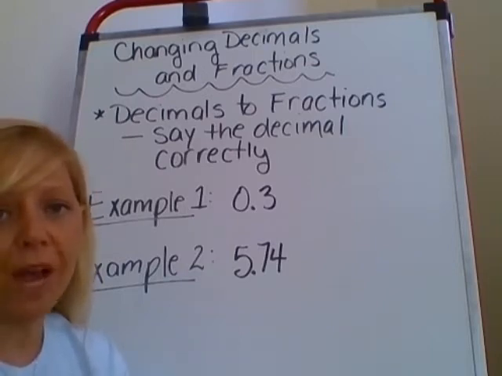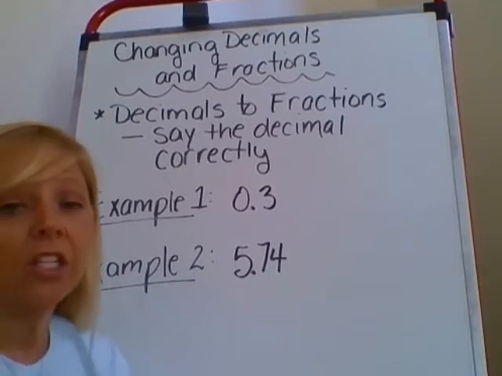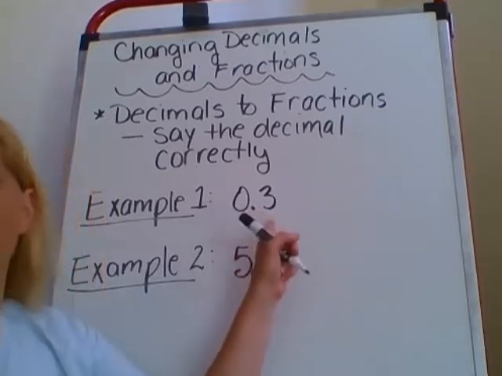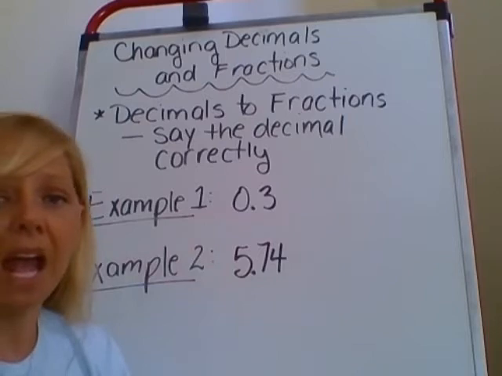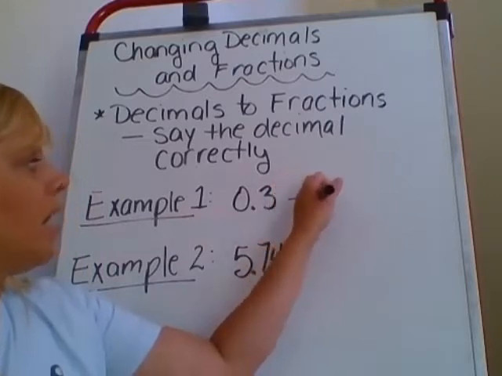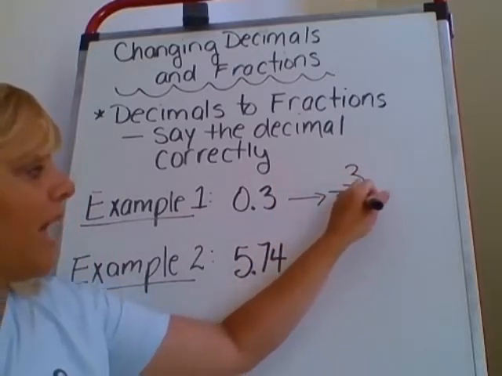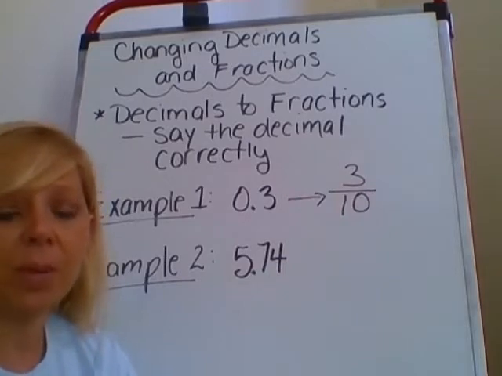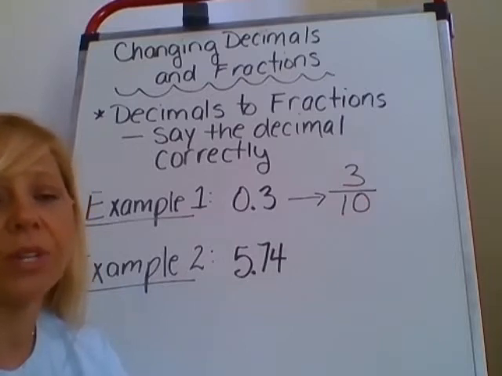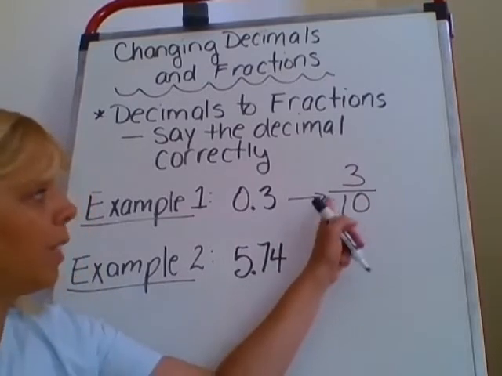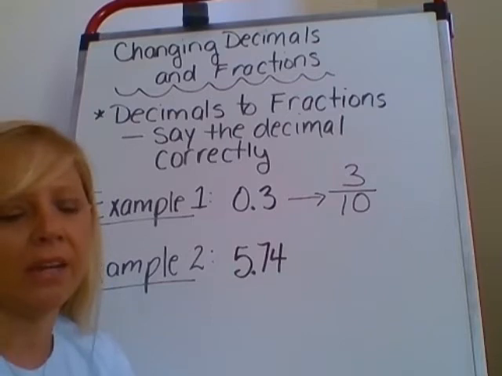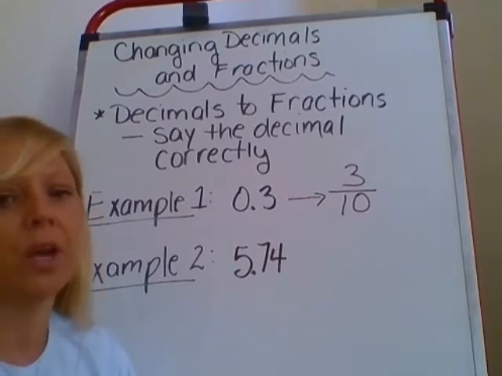So to change a decimal into a fraction, all we need to do is say the decimal correctly. If we look at example 1, we would say 0 and 3/10, because 3 is in the tenths place. And how we say it is how we should write it. So this becomes 3/10. Sometimes we want to make sure it's in simplest form. I know that 3 and 10 have no common factors, so 3/10 is in simplest form. I don't need to place the 0 in the ones place, but you can if you want to. But again, it is not needed, and we normally don't write 0 and 3/10.